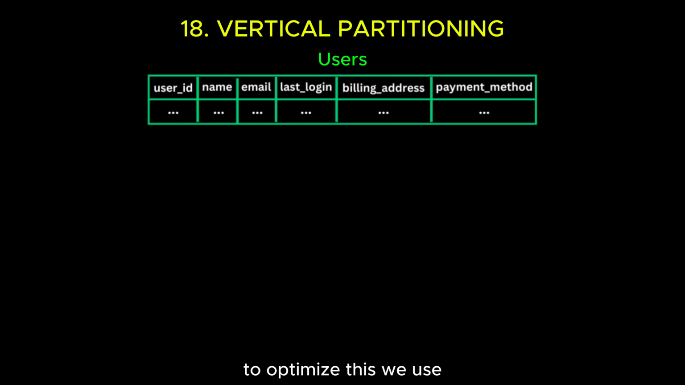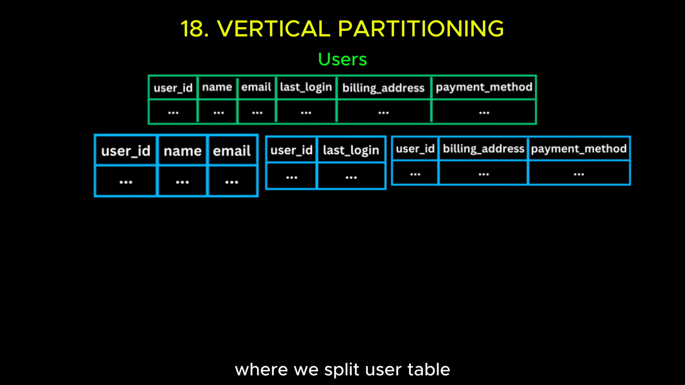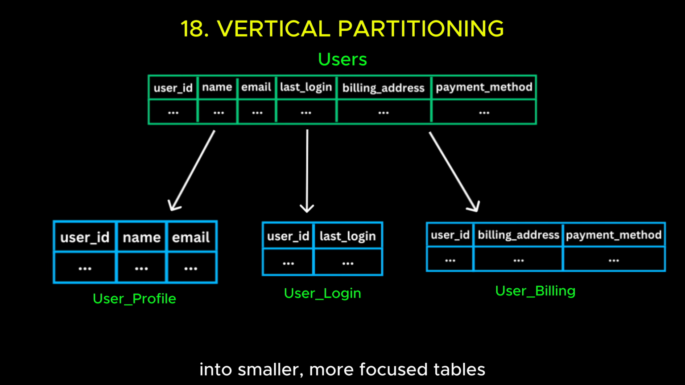To optimize this, we use vertical partitioning, where we split the user table into smaller, more focused tables based on usage patterns. This improves query performance since each request only scans relevant columns instead of the entire table. It also reduces unnecessary disk I/O, making data retrieval quicker.